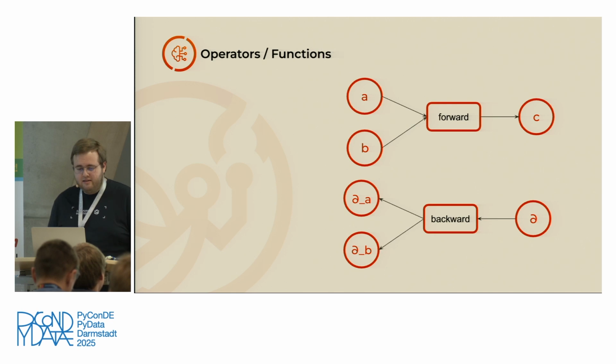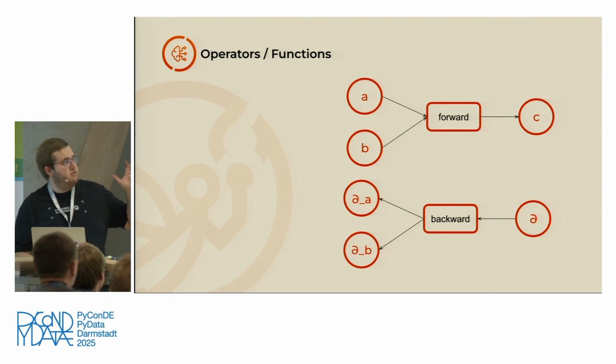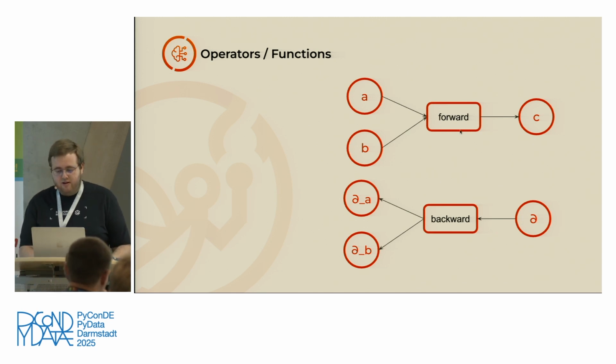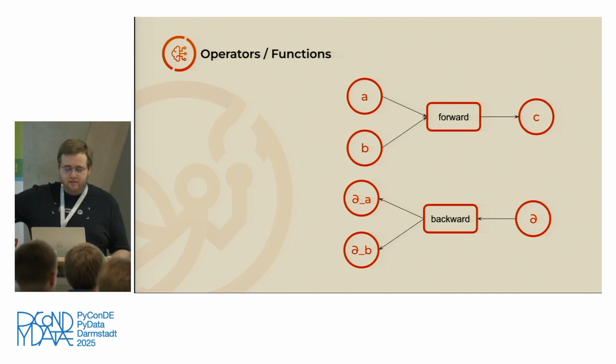So as I said, a function or an operator is, let's say, a class for which we have the forward and backward functions. The forward function should take one or several inputs and calculate the output, and the backward function should take the incoming gradient and then calculate the gradients of all of the inputs.